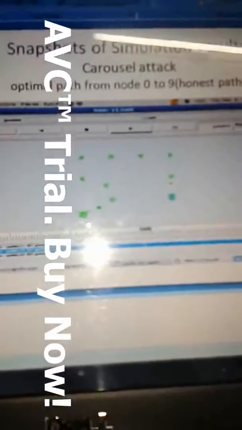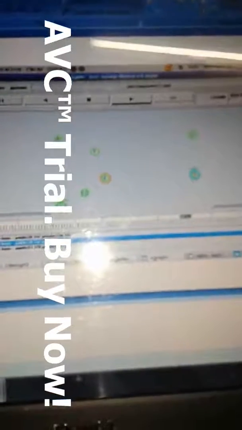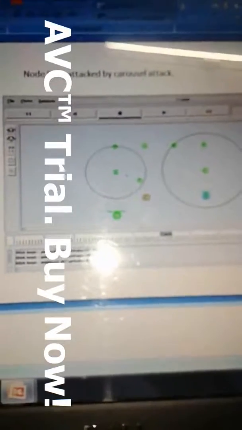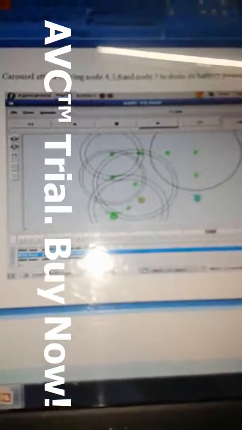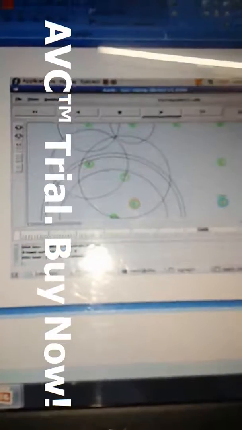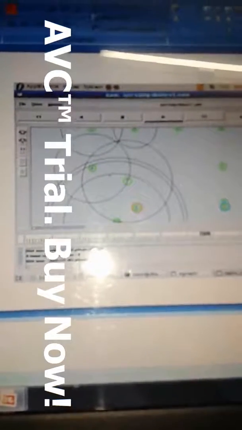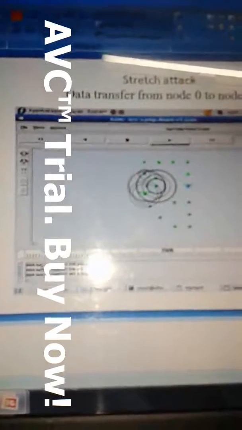These are the snapshots for the carousel attack. This is the first step, generating the nodes and identifying the attacks, where node 8 is an attacker node. And this is the malicious path for sending packets. After identifying attacks using the SAODV routing protocol, it avoids the loops. This is the honest path for sending packets from source to destination.